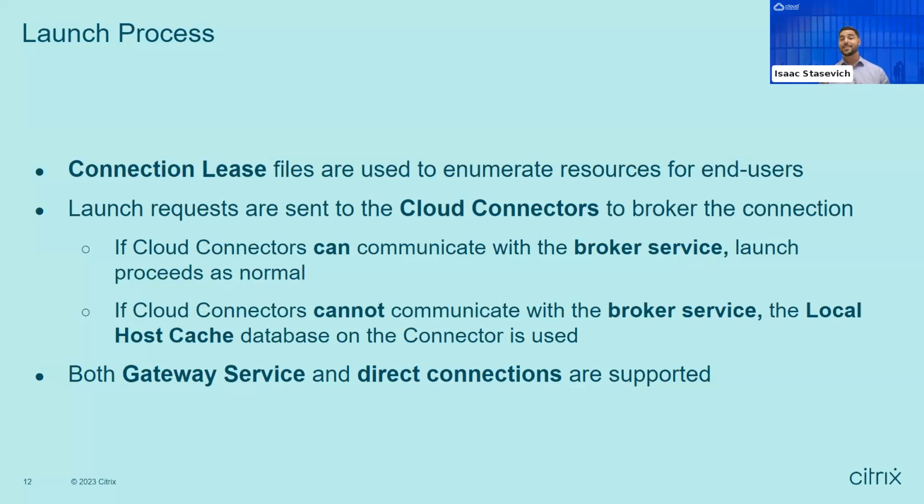If the broker service is not available, that's one of the outages that we're covering. The localhost cache database on the connector is going to be used to broker that connection. And as we can see, both gateway service and direct connections are supported access methods. So we can have a direct ICA connection or the ICA proxy through the gateway service.